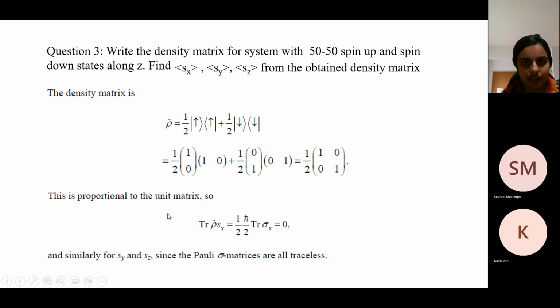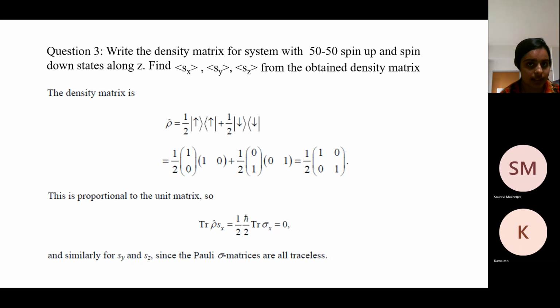But now let us think physically. What is this telling us? Your system has half probability of being in spin up, half probability of being in spin down along z, right? So that itself tells you that sigma x and sigma y averages should be 0, first of all, because your system can only have spins along z. That is what your question says, right? So physically Sx average, Sy average is 0.